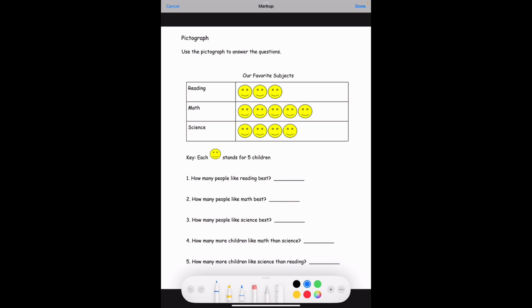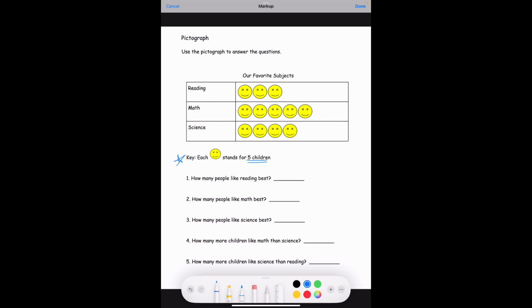Alright, now we're looking at pictographs. It says, use the pictograph to answer the questions. Our favorite subjects, we have reading, math, and science. Key. What does this say? Each smiley face stands for 5 children.